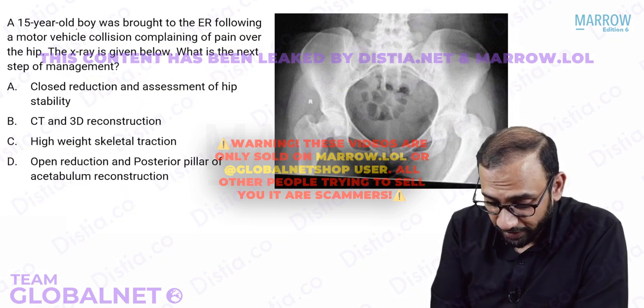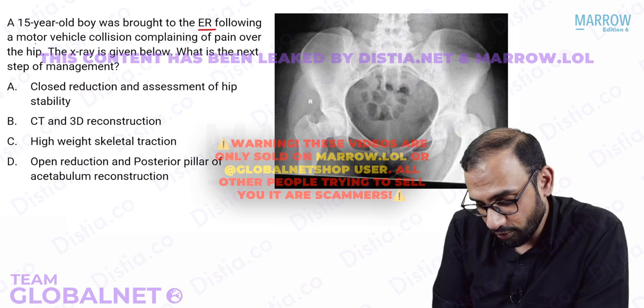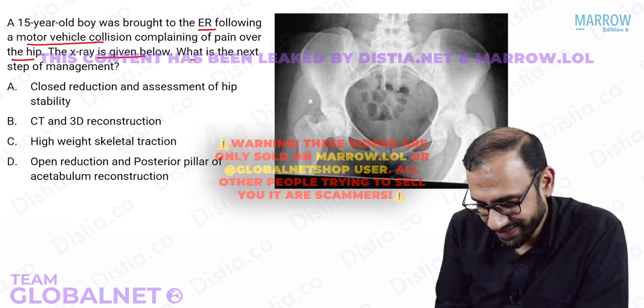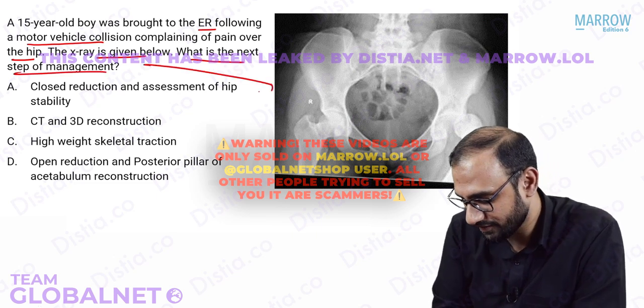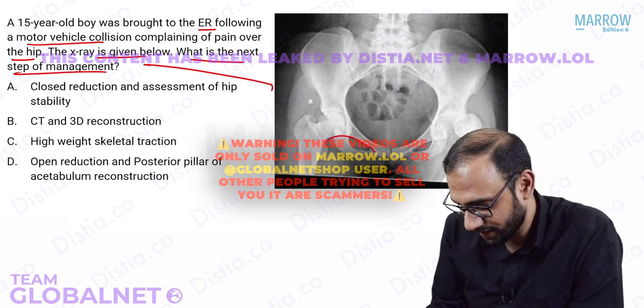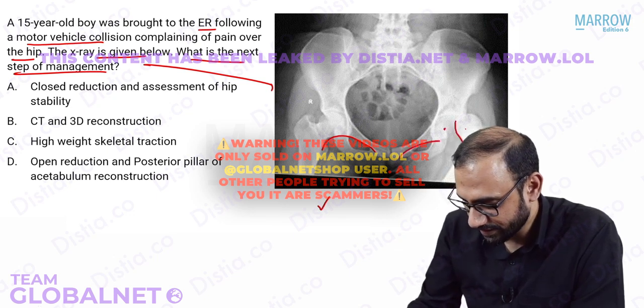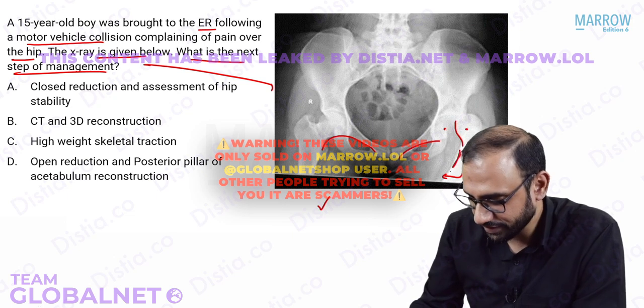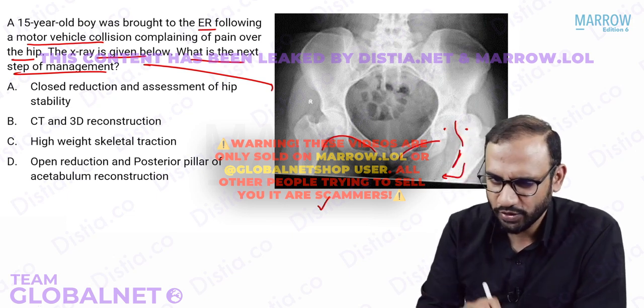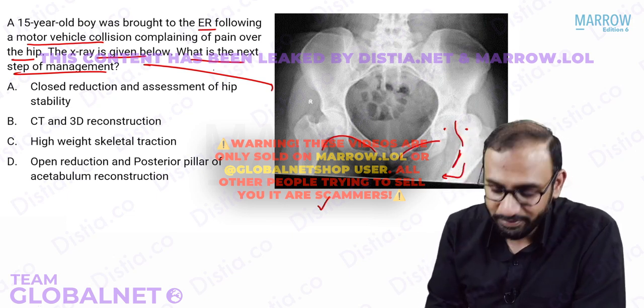A 15-year-old boy was brought to the emergency room following a motor vehicle collision, complaining of pain over the hip. X-ray is given below. What is the next step of management? Okay, so this is your Shenton's line. It looks good. Shenton's line is broken. Dislocation, adduction, and internal rotation. So it's a posterior dislocation of hip. So what is the next step in management?